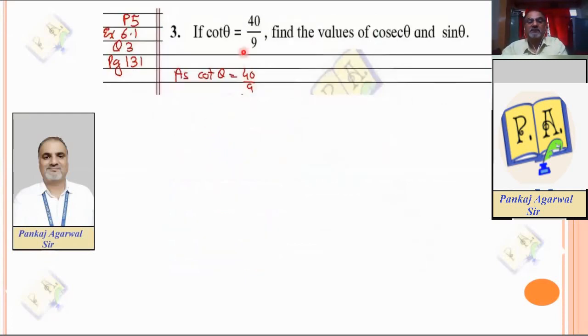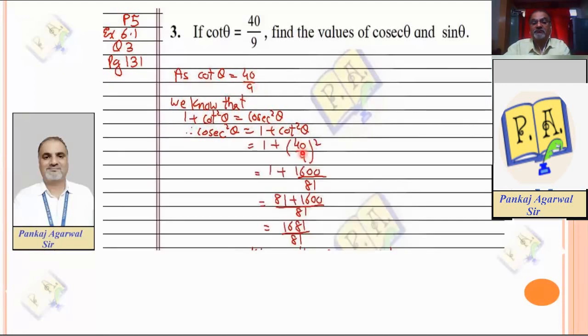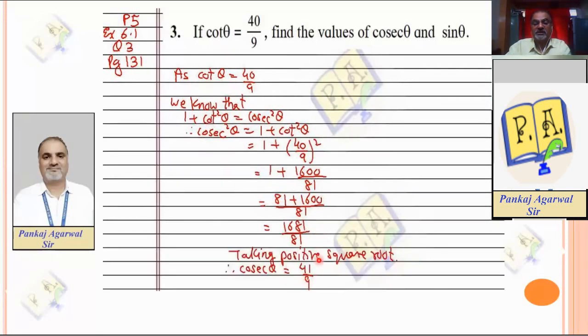P5: cot theta is 40 upon 9. Find the value of cosec theta and sin theta. So cot theta is 40 upon 9. I know one identity of cot theta: 1 plus cot square theta is equal to cosec square theta. So what is cosec square theta? 1 plus cot square theta. What is the value of cot theta? 40 upon 9, the whole square, I will write it. Open the bracket, cross multiply. After calculation, cosec square theta is 1681 upon 81. Taking the positive square root, cosec theta is 41 upon 9.